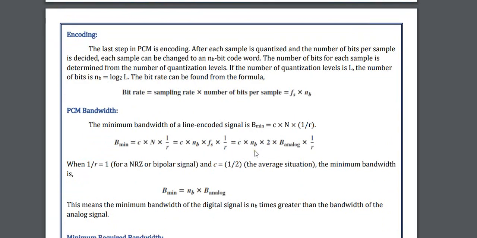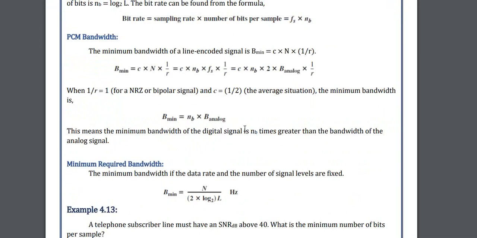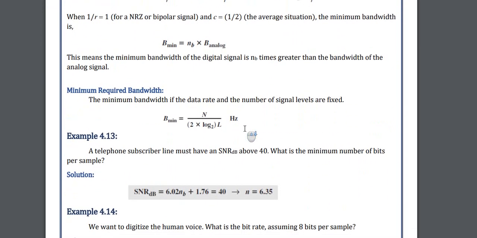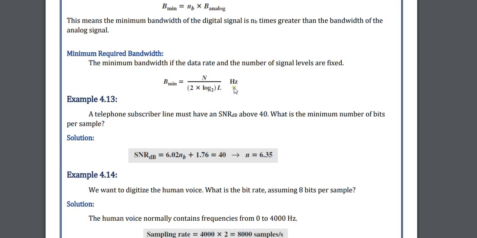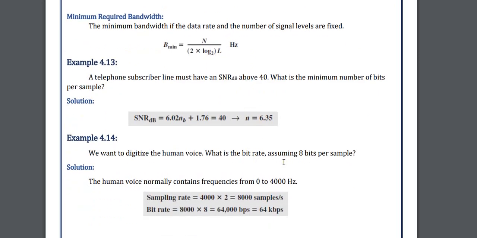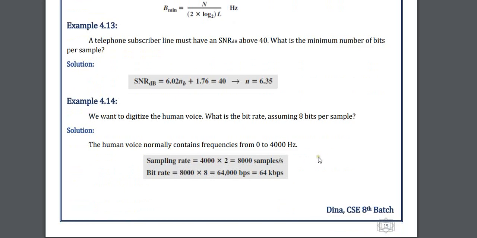Encoding. Encoding is the process of making your code ready for sending. This formula is important for measuring the minimum required bandwidth. Here B is for bandwidth. You can get the result in Hertz. You can practice this math for your examination.